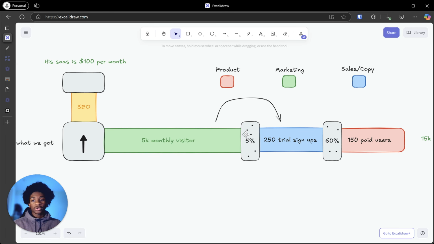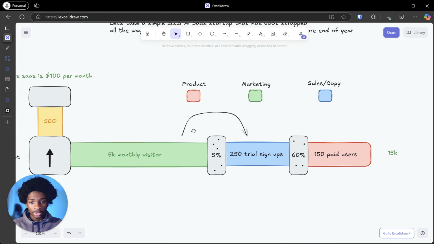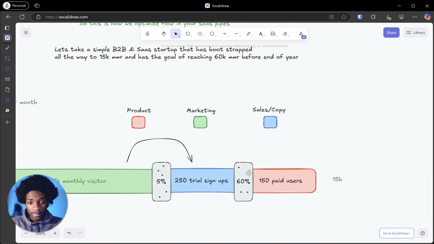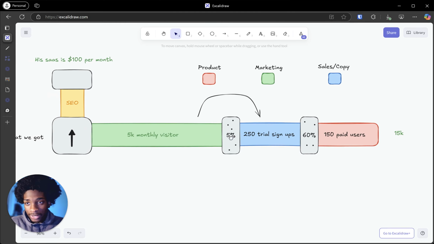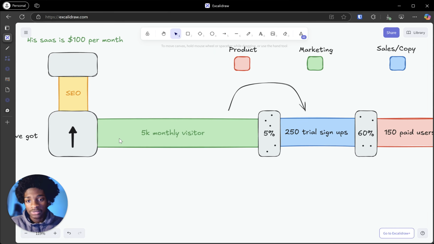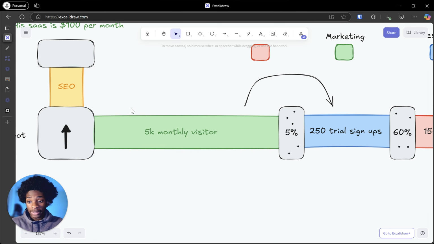So just looking at this right now, after what I told you, where do you think the problem is here? How can they improve their revenue and hit that 60K MRR mark? So right here, the 60% trial to paid is a great sign to me. It's above 50%. That means people like your product, people are converting. It could always be higher. It would be perfect if it was 100, but 60% is a great number. But what I'm looking at right now is he's getting 5,000 monthly visitors off SEO, which is not bad at all. But only 5% of the visitors are converting to trial signups.